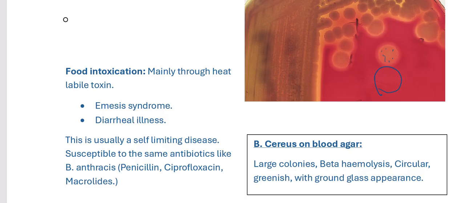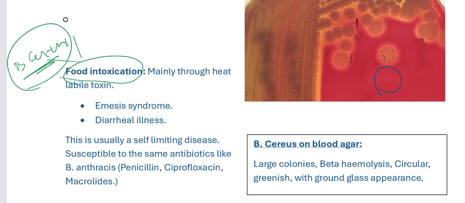Bacillus cereus is one of the important food intoxication bacilli. So food intoxication can be caused by botulinum toxin or Bacillus cereus. Bacillus cereus is a toxin producing organism. It produces heat labile toxin, and within a few hours from ingesting a contaminated food, the patient suffers from emesis syndrome, so he vomits. This is mainly from the toxin.